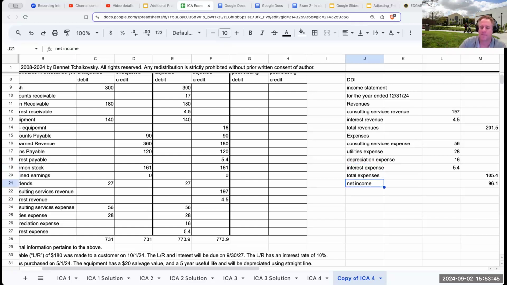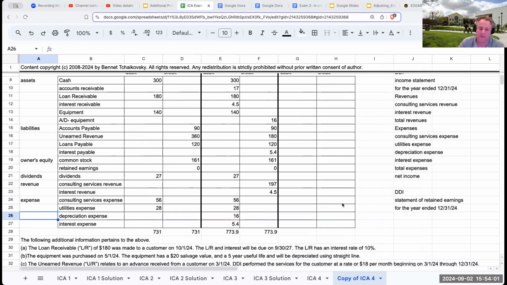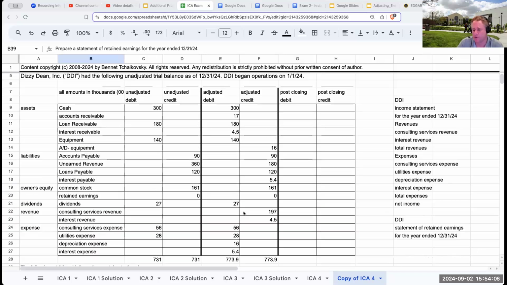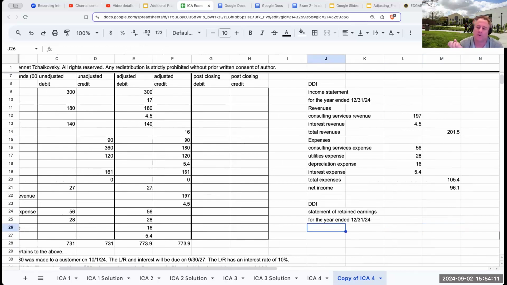There you go. Next thing I need to do is the statement of retained earnings for the year ended 12/31/24. How did I know to write that? Right over here it says prepare a statement of retained earnings for the year ended 12/31/24. What exactly is our statement of retained earnings? It's the amount of the net income that we are keeping as a corporation and not distributing to our shareholders. We always start with our beginning retained earnings. As this was the first year of operations, this is going to be 0.